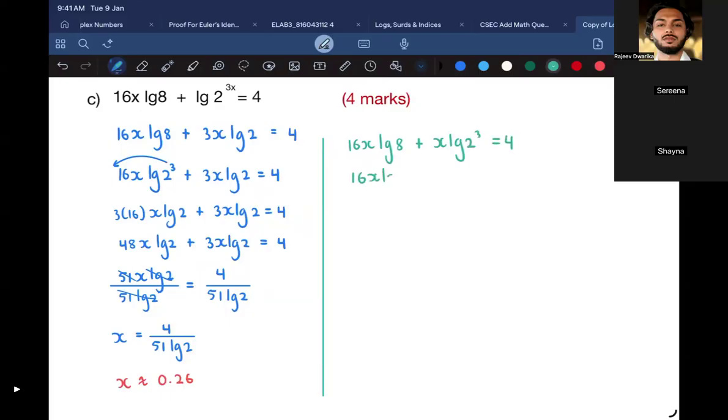Right? That would have been 16x log 8 plus x log 8. That'll be equal to 4. I think you see where I'm going with this. And I could write this as 17x log 8. Yeah, I could do that. And I would end up having to divide both sides by 17 log 8.